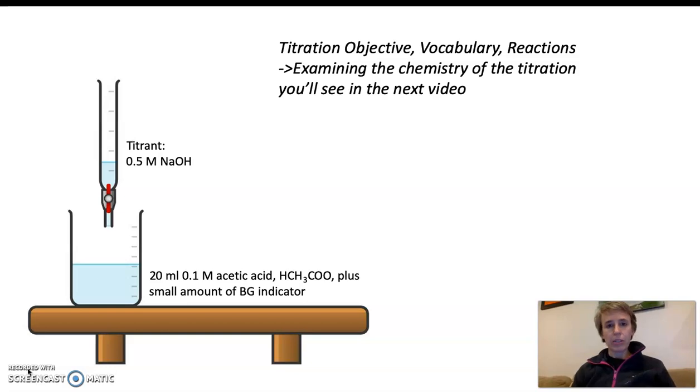A couple of vocabulary terms as well to introduce here. The titrant is what's added very slowly and carefully to cause a reaction in a beaker. And here the titrant is 0.5 molar sodium hydroxide. So we'll be adding it to 20 milliliters of 0.1 molar acetic acid, and that beaker is also going to contain a small amount of the bromocresol green indicator.